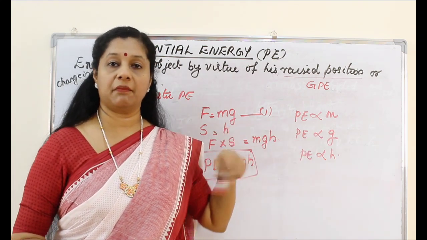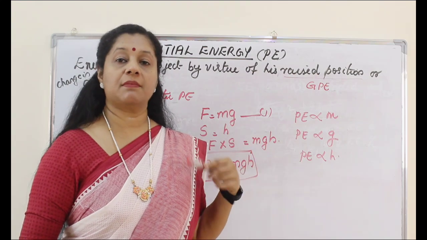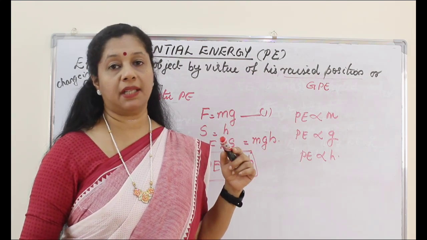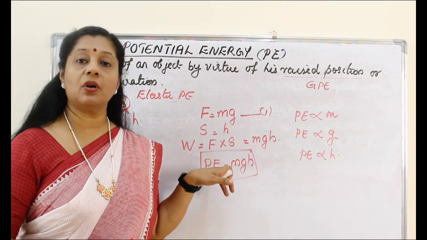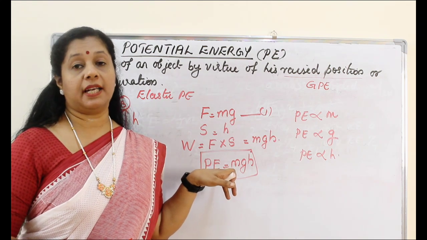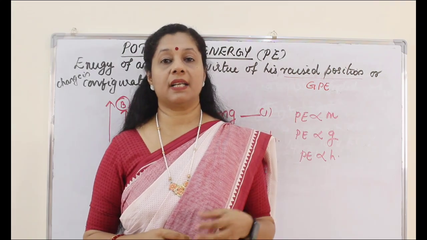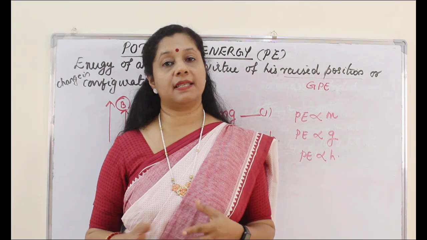The acceleration due to gravity can change on different parts of the earth. The value of g is maximum at the poles and minimum at the equator. And if you increase the height also, the potential energy will increase. Questions and numericals related to these topics we will discuss in another video.